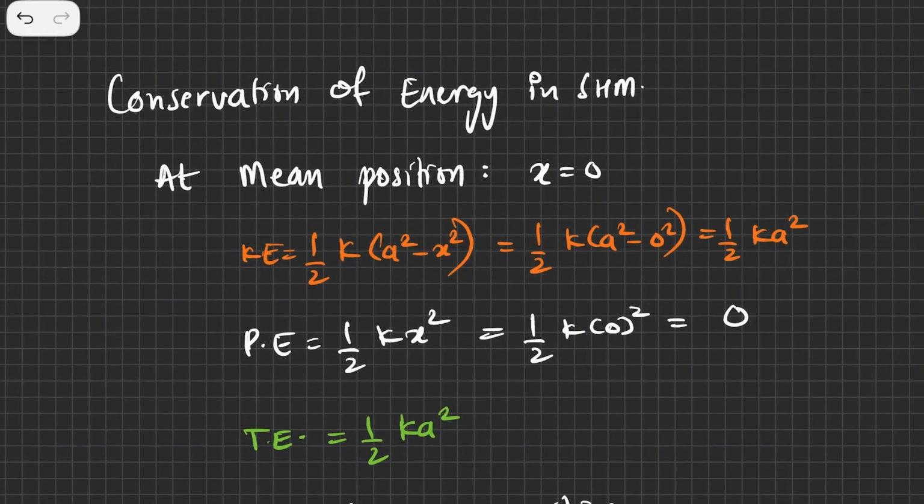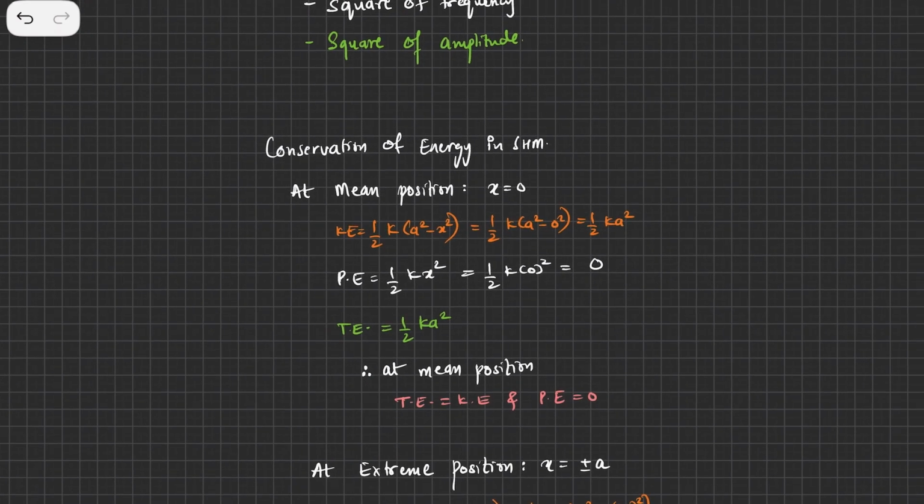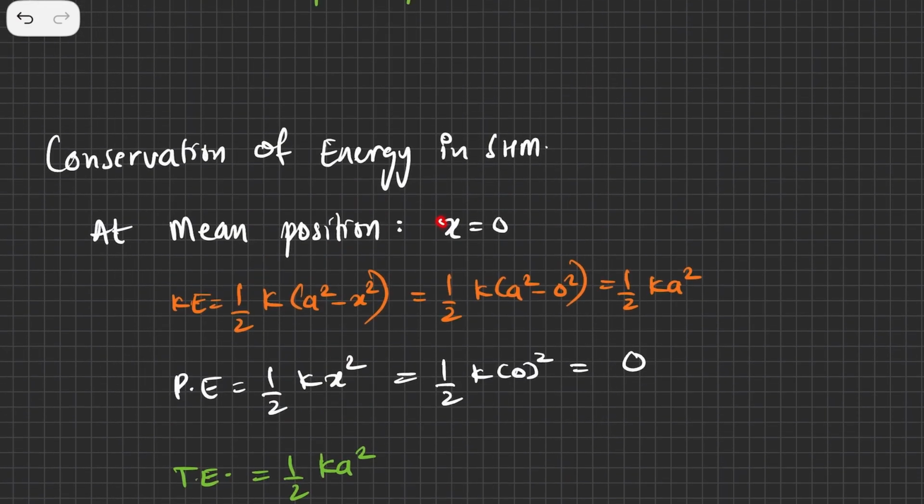The next topic today is conservation of energy in simple harmonic motion. It's a very simple article. You are supposed to do two things: one is for the mean position and the other is for the extreme position. For the mean position we know that x is equal to 0. So for conservation of energy in simple harmonic motion at mean position, x is equal to 0.